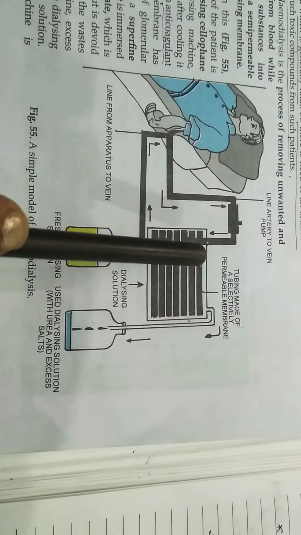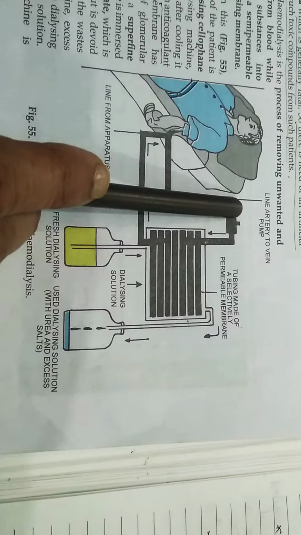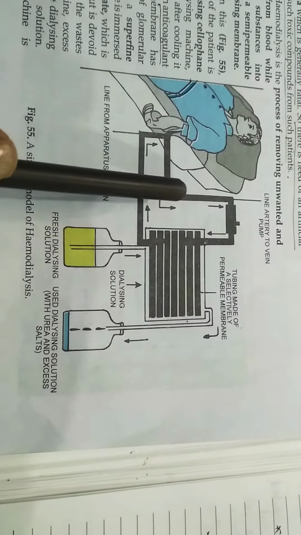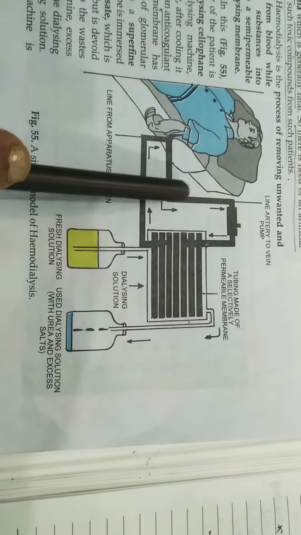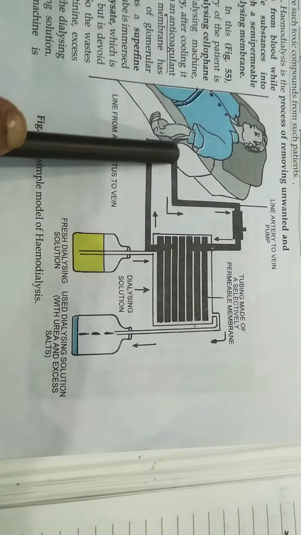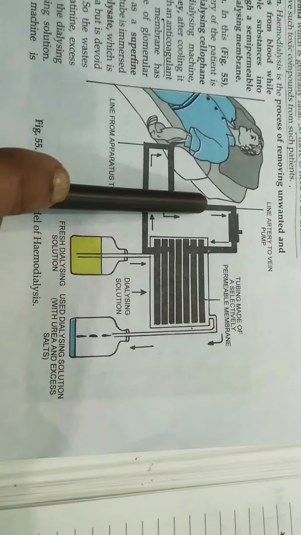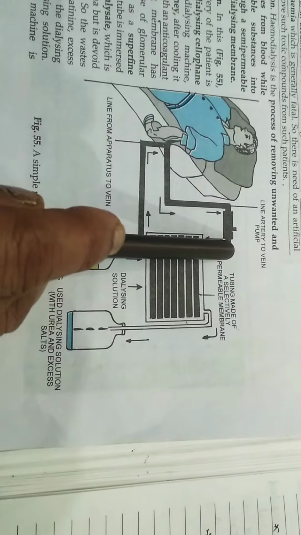First of all, the blood is pumped out through this pump and it is cooled to 0 degrees centigrade and mixed with heparin. Heparin is a substance which prevents the blood from clotting, because when blood is pumped out from the body, it starts to clot. That's why these anticoagulant substances are mixed.